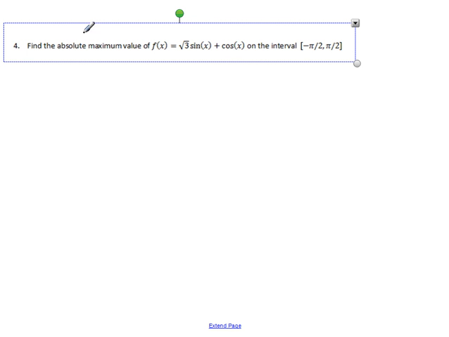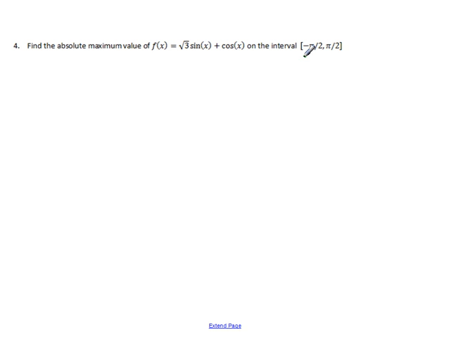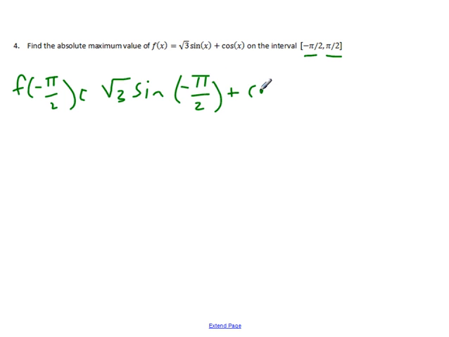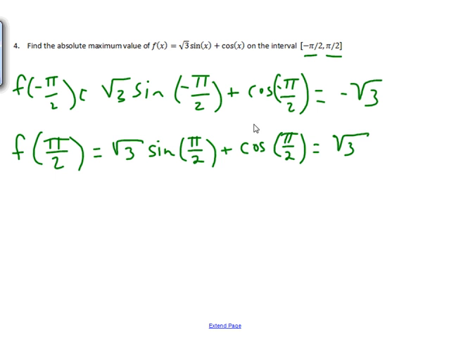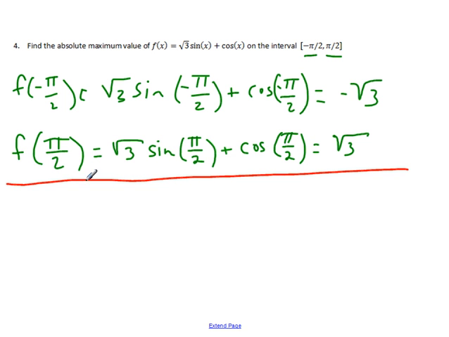And for the very last problem, similar in construction, but very different in terms of how we need to solve it. Let's see. So let's put in our endpoints. So we have f of negative pi over 2. I'm going to pause the video and just get this written out. Okay, so I just evaluated the function at its endpoints. We get negative root 3 and root 3. Now for the harder part, let's see about the derivative.